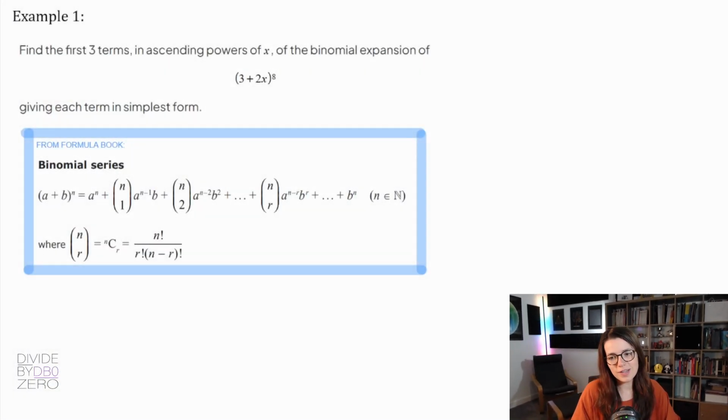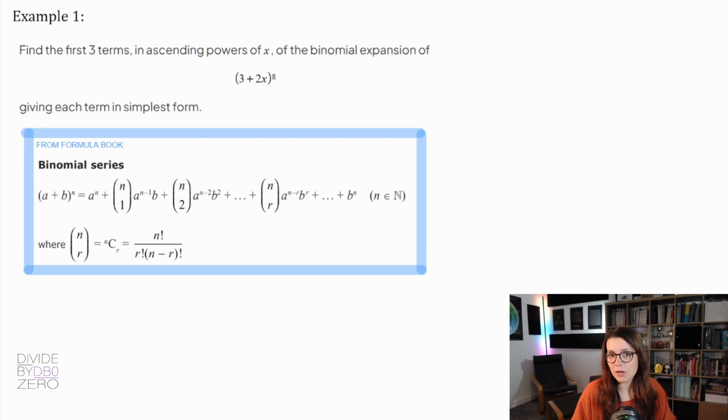Example 1, find the first three terms in ascending powers of x of the binomial expansion of (3 + 2x)^8, giving each term in its simplest form. Now, binomial expansion is a useful method for expanding brackets of higher powers. For example, here we've got a power of 8. We wouldn't want to sit there and expand 3 + 2x 8 times by hand.